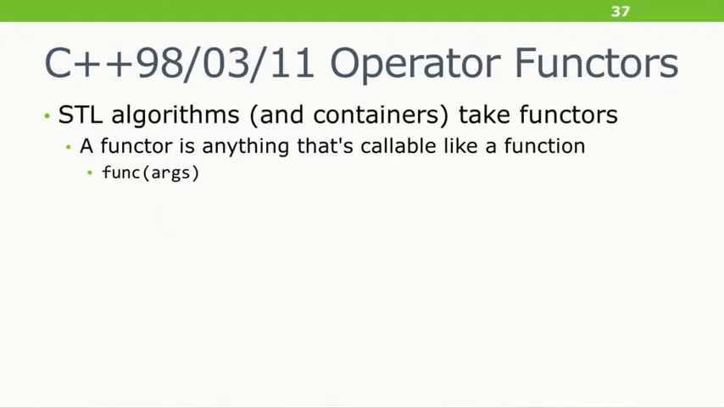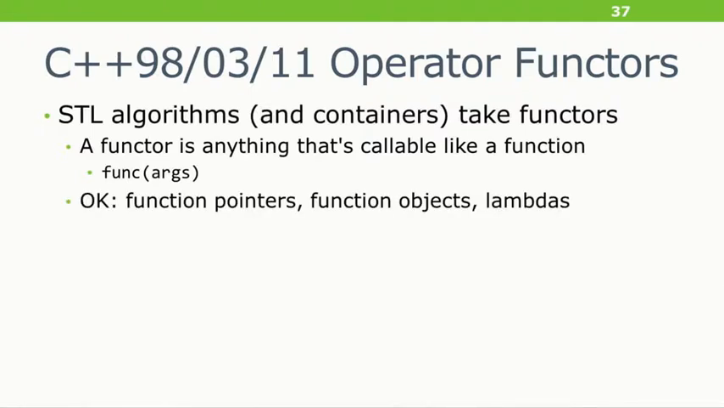Okay, so my final example, it goes all the way back to C++98. Thanks to the brilliant design of the STL by Stepanov, its algorithms and its containers are customizable with functors. And a functor is just anything that's callable like a function. So this is sort of functor 101. I'll go through it fast. So obviously functions themselves are callable. Other things are too. For example, function pointers.